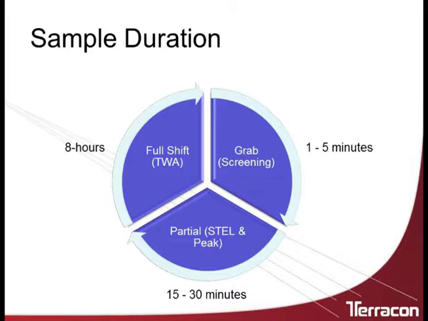And then finally, you have what's referred to as a full shift sample. This is in order to determine what the time-weighted average is for that exposure. Usually that is collected over an 8-hour time frame. Now, all of the OSHA limits are basically set up on an 8-hour time frame. It goes back a number of years. Keep in mind that people work 10-hour, 12-hour shifts.